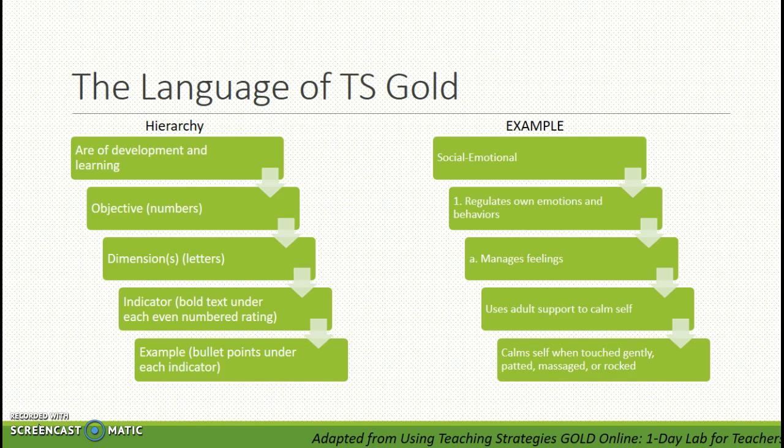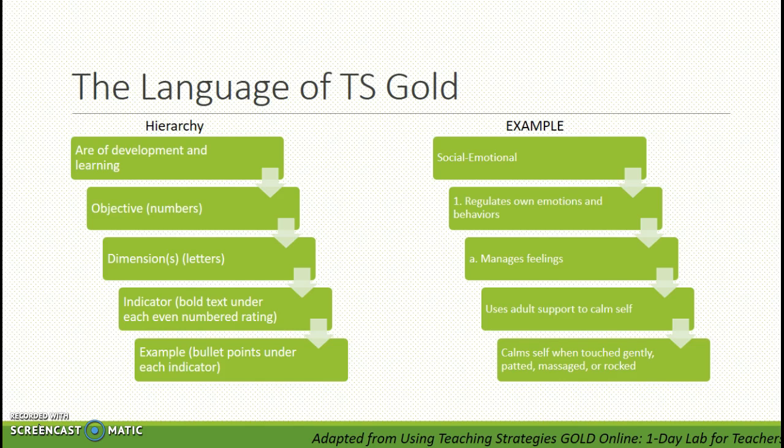All right, so the objective goes underneath the hierarchy, and so those are the numbers. And then the dimensions are the letters. And then you have also indicators, so that's the bold text under each even numbered rating. And then there's an example.